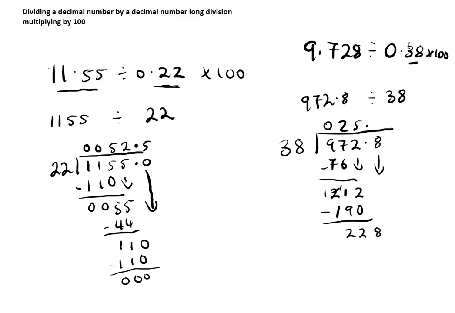And how many 38s are in 228? Well, 6 times 30 is 180, and 6 times 8 is 48, and 180 plus 48 is going to give us 228. So 6 times 38 gives us 228. Take them away, and we're left with 0. And we have an answer of 25.6.